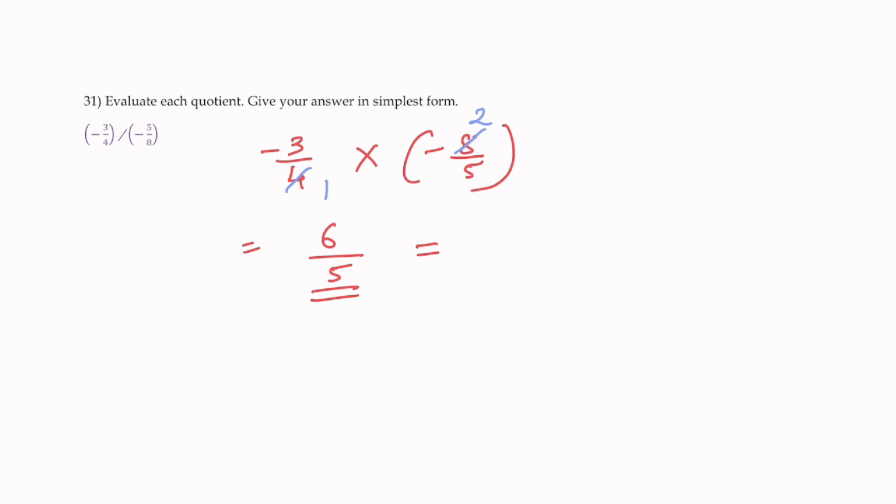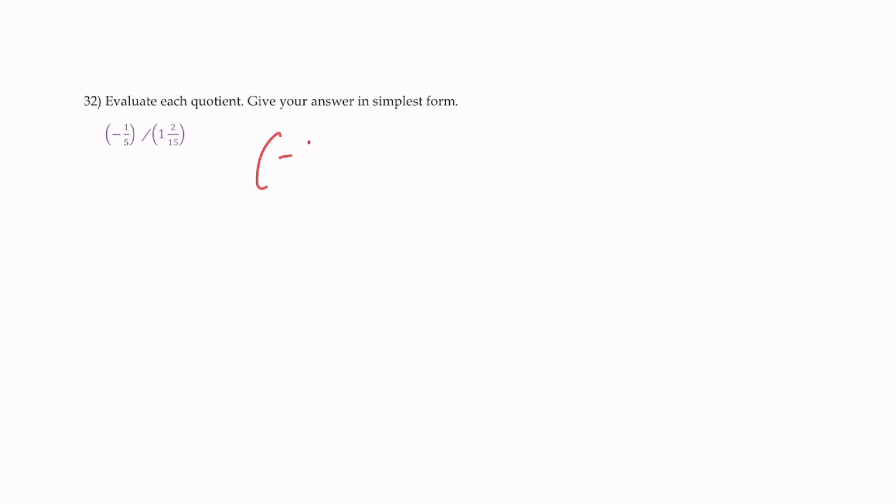And if you want to convert, you can do 1 over 5. 1 times 5 is 5. 5 plus 1 is 6. So that's what your numerator is. So actually you can do this mentally, but that happens with practice. Minus 1 over 5 over here.